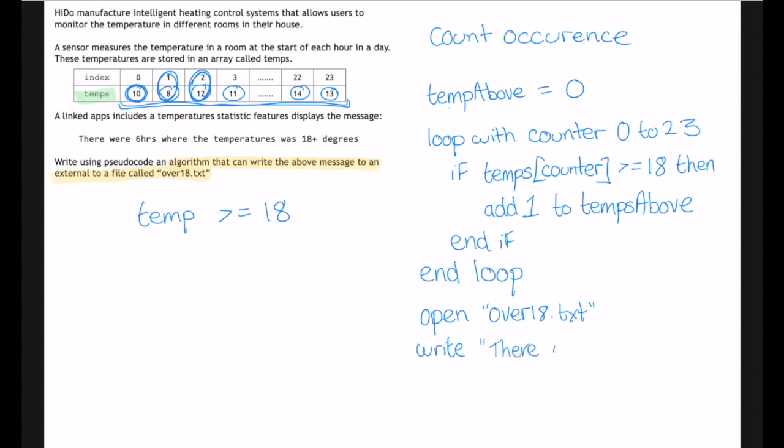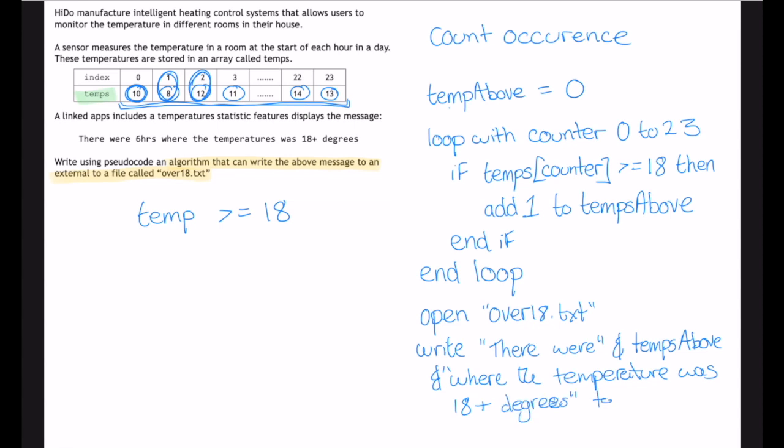So there were, and temps above, because this will store the number of hours where the temperature was above 18, where the temperature was 18 plus degrees, to file. And we can just put that we're opening the over18.txt file, and then we're going to close the file.